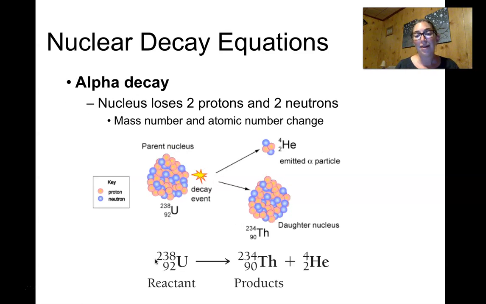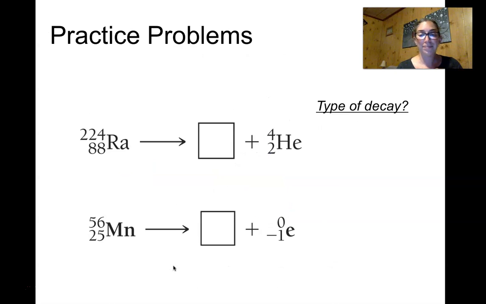And if we go back to the alpha decay, we can see the same thing, that the mass number 234 plus 4 equals 238. Good, those are balanced. And 90 plus 2 equals 92. So this is a form of balanced equations here. So let's do some practice ones.